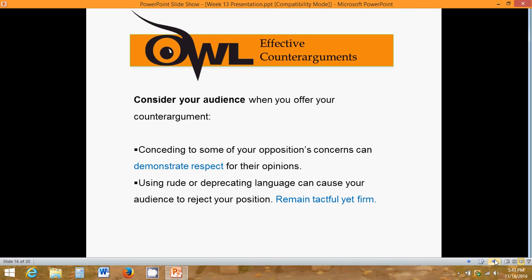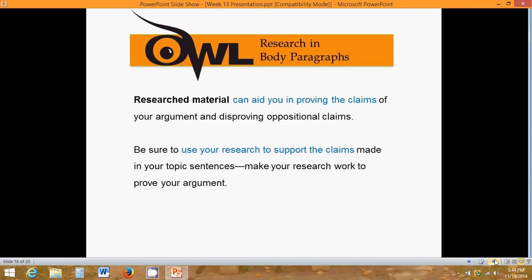But conceding to some of your opposition's concerns can demonstrate respect for their opinions, and that can help establish that connection with the audience if it's an audience that is hostile to your topic. Of course, using rude or deprecating language can cause your audience to reject your position, even if they agree with you on some level, because just being rude or deprecating puts most people off. So try to remain tactful yet firm on your position. Think back to that thesis statement before. This is a use of strong language without being deprecating to the audience.